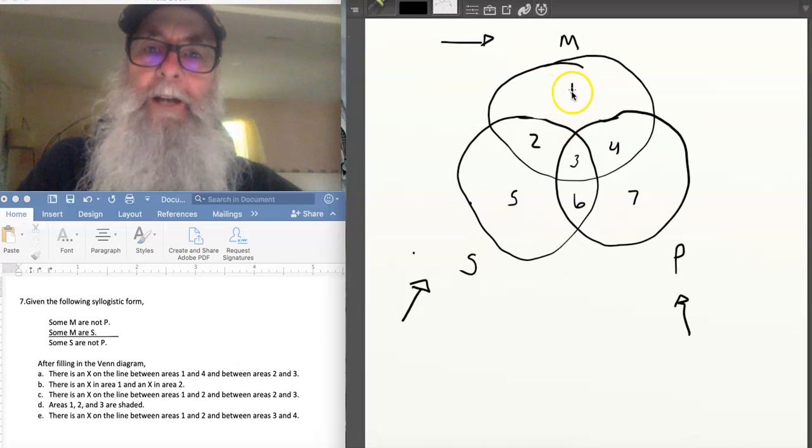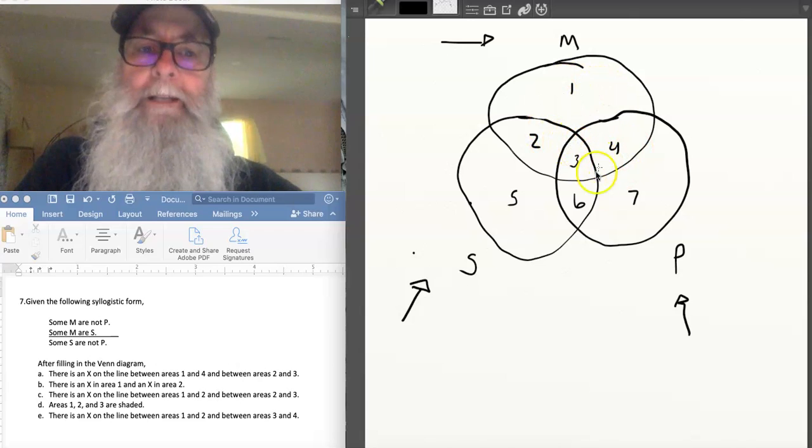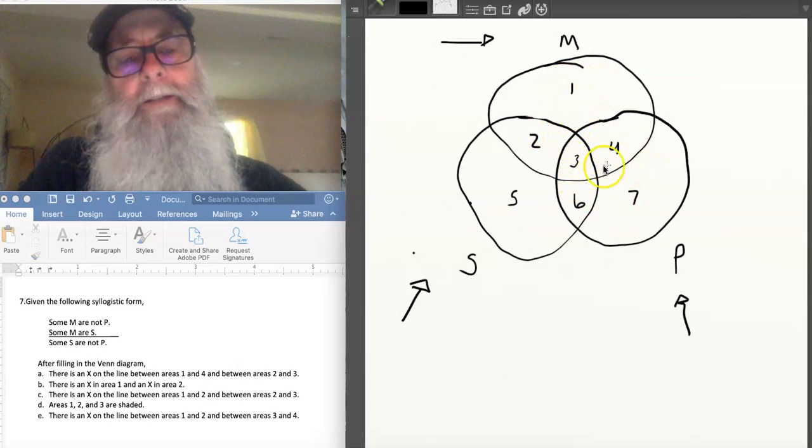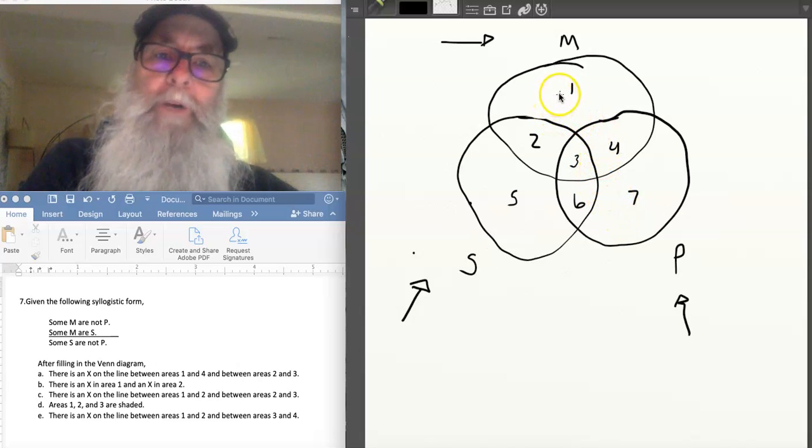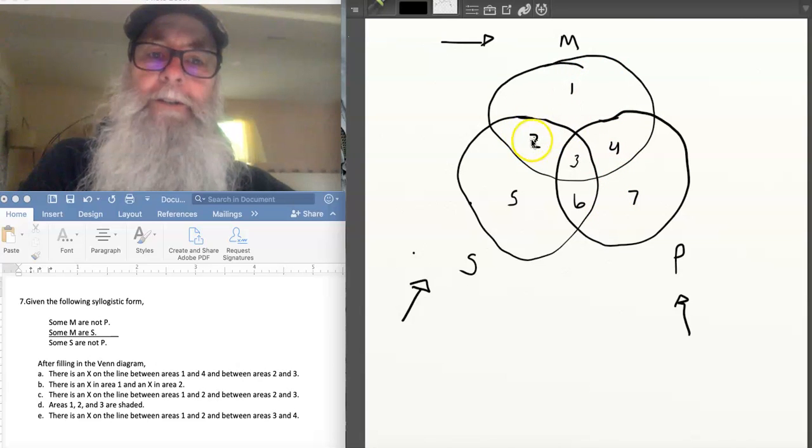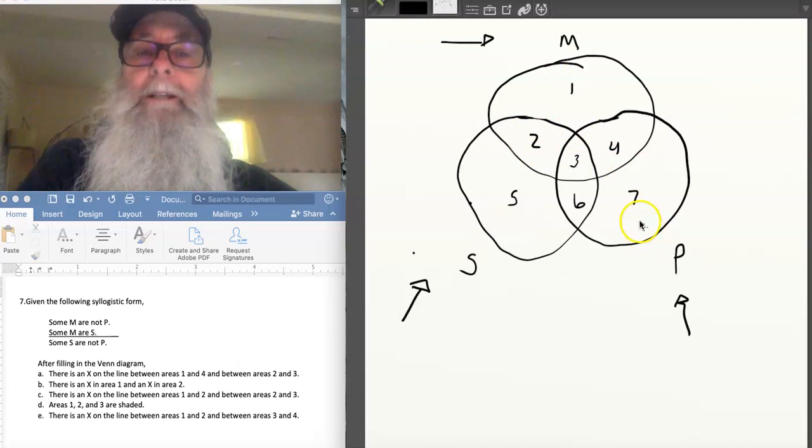So that means I have to put an X somewhere in the M circle, but not in the P circle, okay? So what that tells me right away is I'm not going to be putting an X in area 3 or 4 because those would be M's, but they would also be P's, and the premise says that some M are not P. So when I look up here at area 1, I see that anything that's in there would be an M that is not a P. But the same is true here for area 2. Anything that's in area 2 would be an M, and it wouldn't be a P, okay?